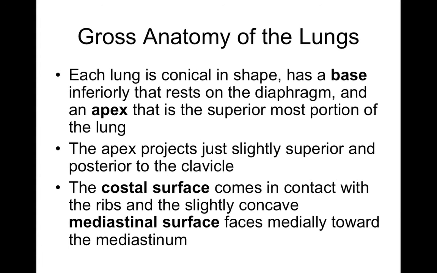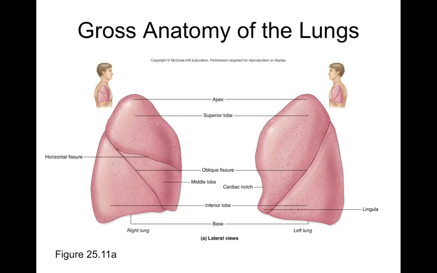Now, in terms of other gross anatomy of the lung, we have a base, which is the inferior part of the lung, and the apex, which is the superior part. We have a costal surface, which is what is right by your ribs, and a mediastinal surface, which is by your mediastinal cavity or your heart. And if you look at this, you guys, here's the apex, which is the superior point of your lung. Here's the base, which is the inferior large part.